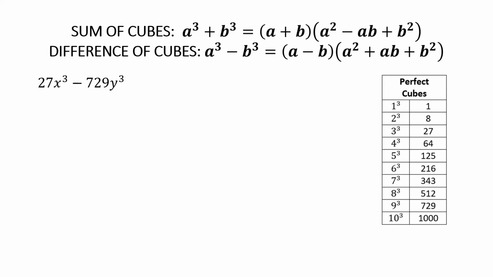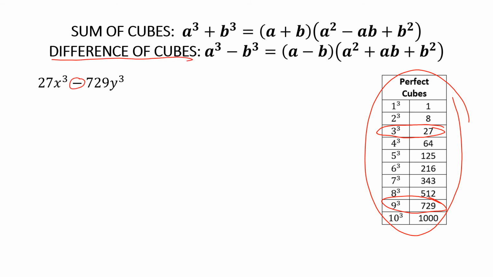All right, let's do one more. We've got 27x cubed minus 729y cubed. What stands out to me first is that you have an x cubed and you have a y cubed. So that automatically makes me start thinking about what my perfect cubes are. And if we look closely, 27 is on the list and 729 is on the list of perfect cubes. So I can absolutely use the difference of cubes formula.